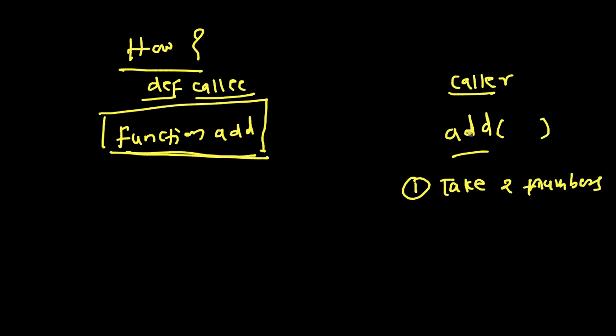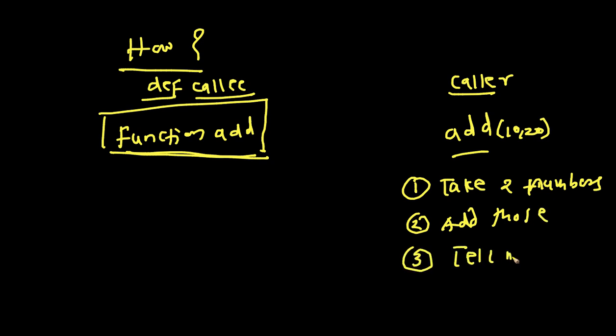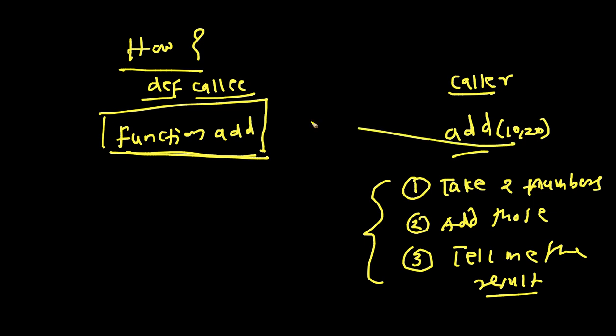It will pass two numbers, let's say 10 and 20. Add those, and tell me the result. So this is what the caller is expecting this function add to do. The caller is giving two numbers, throwing two numbers at this callee, at this function.